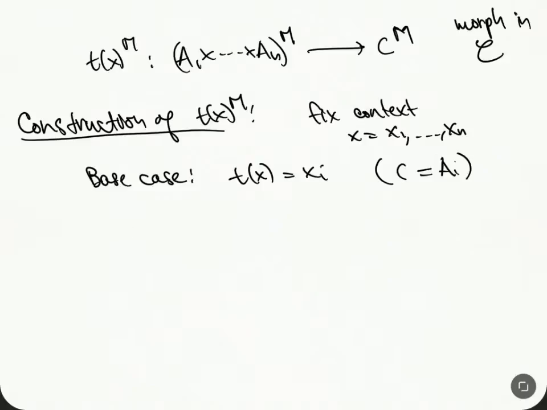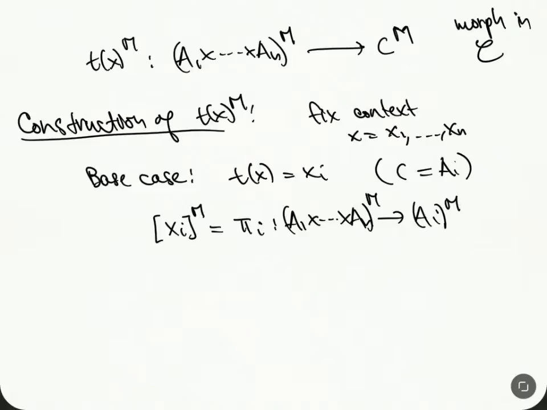And in this case, we define the interpretation of this term to the m. So this is going to be pi i, which is just this projection to ai. But now it's interpreted here like so. So this is the ith coordinate.